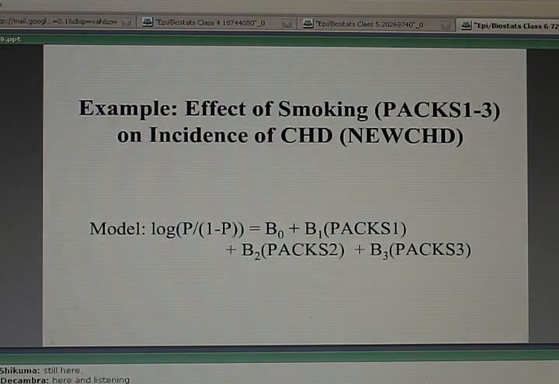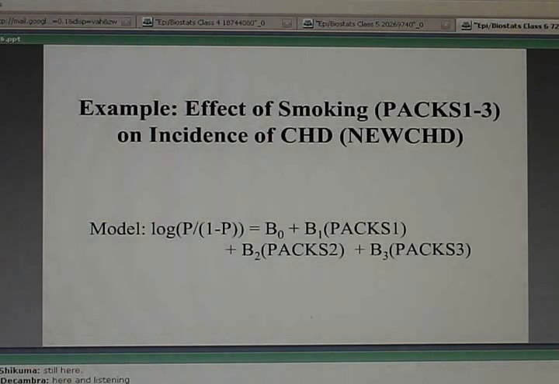Because if you're a 0 for PAX1, then you're not a 1-pack-a-day smoker. And if you're a 0 for PAX2, you're not a 2-pack-a-day smoker. And if you're a 0 for PAX3, you're not a 3-pack-a-day smoker. So you have to be a non-smoker. So the other category, the non-smokers, are people who have zeros for all 3 of these factors. But what do these numbers, B1, B2, B3, represent when you have 3 indicator variables?